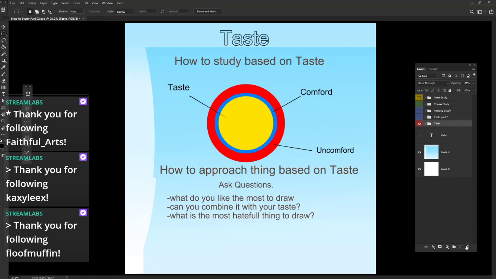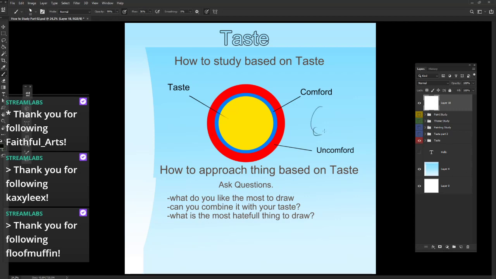So let me actually make a new layer. Nice. Is the brush right? Yeah, it's alright.